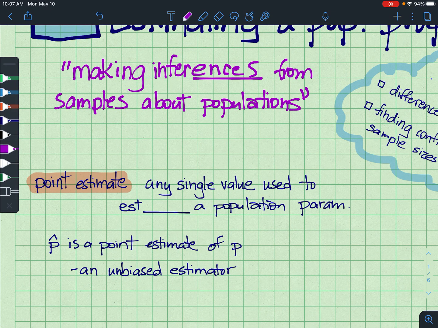First vocab word, point estimate. It's any single value used to estimate a population parameter. A very common one is the proportion, p-hat, as it's known. It is a point estimate of p, being the population parameter. It's an unbiased estimator, which means it targets, right? The more often you do it, the closer you get to p.